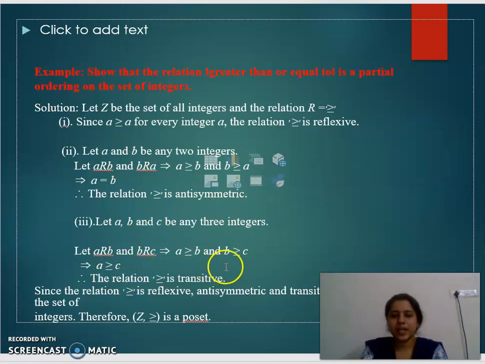Transitive property means take any three elements, suppose 5, 3, 1. If 5 is greater than or equal to 3 and 3 is greater than or equal to 1, definitely 5 is greater than or equal to 1. So as it satisfies all three properties, Z, the set of all integers, with the relation greater than or equal to is a partially ordered set, or we call it a poset also. So this is about different types of relations. Thank you.